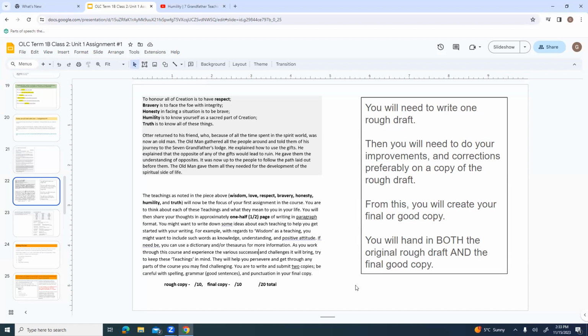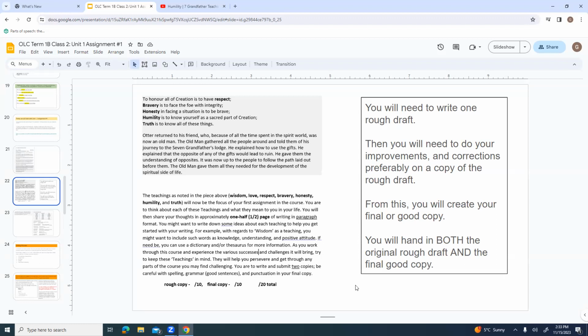As you work through this course and experience the various successes and challenges it will bring, try to keep these teachings in mind. They will help you persevere and get through any part of the course you will find challenging. You are to write and submit 2 copies. Be careful with your spelling, grammar, and punctuation in your final copy. The rough copy is going to be worth 10, and the final copy will be worth 10, and altogether it's worth 20 marks.